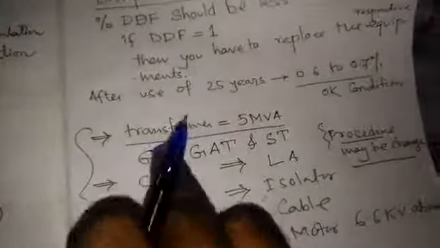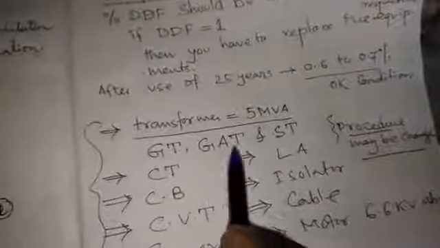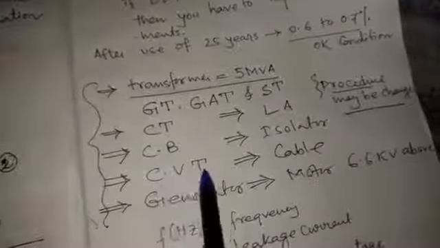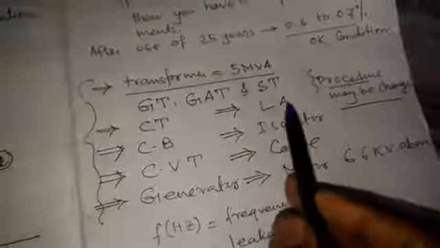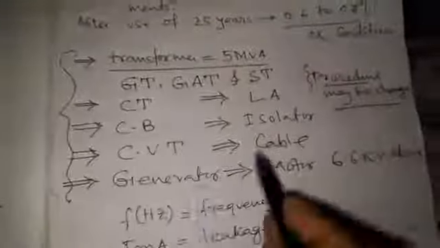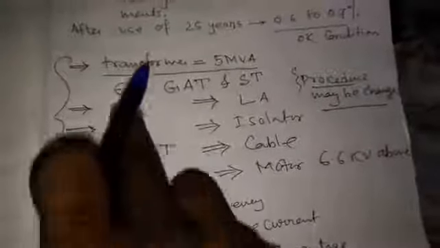We do the tan delta test on the GT, GAT, ST, CT (current transformers), circuit breakers, CVT (capacitive voltage transformers), generators, lightning arresters, isolators, cables, and motors with rating greater than 6.6 kV, but the testing procedures may change accordingly.